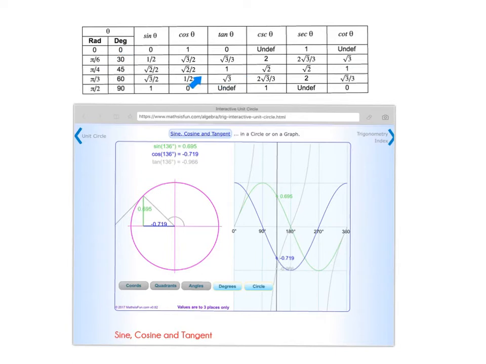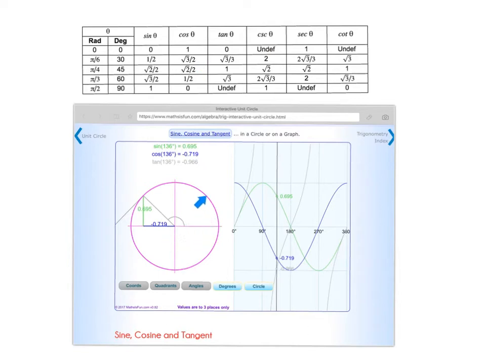Just up here for reference, I put some sine, cos, tan values. You've got your cosec, your sec, and your cot values. Remember, cosec is 1 over sine, so that's the reciprocal of sine. These are reciprocals, sine and cosec. Cos and sec are reciprocals, and tan and cot are reciprocals. So cot would be cos over sine. Tan is sine over cos. Here's the key values. There's your degrees, there's your rads, and here we go.